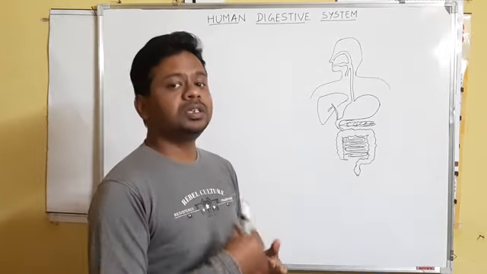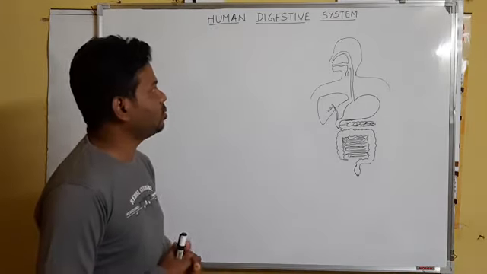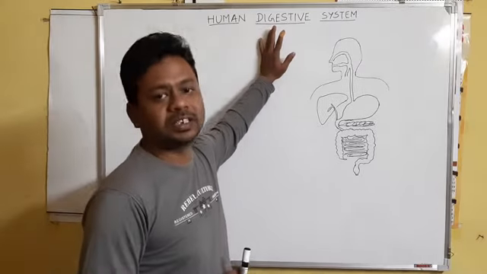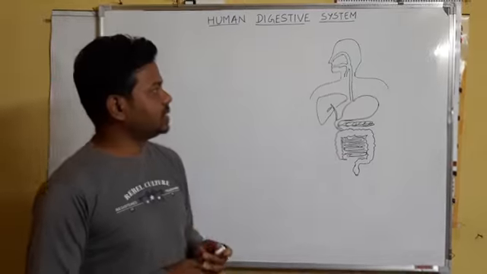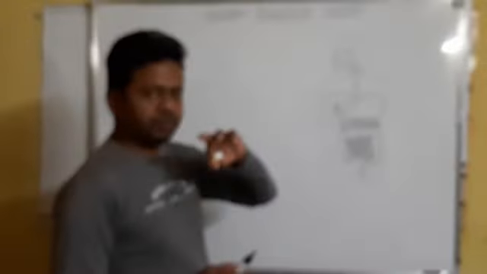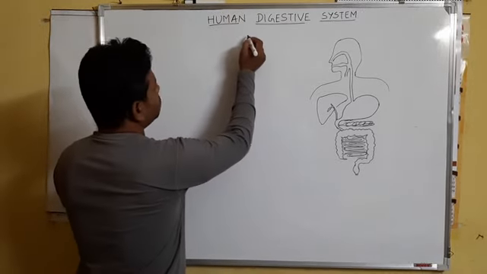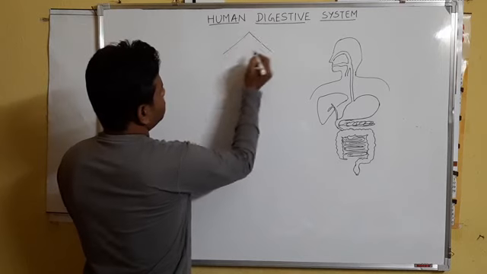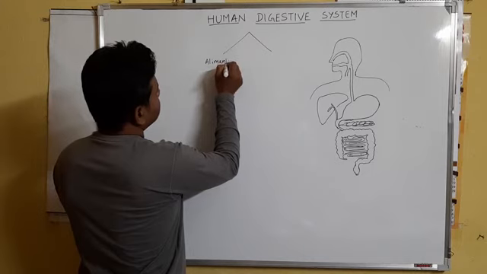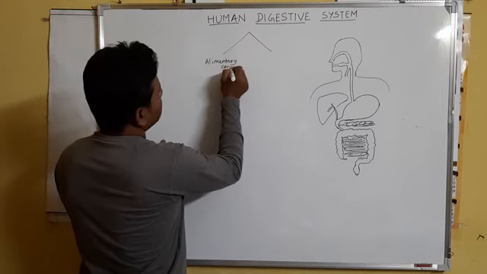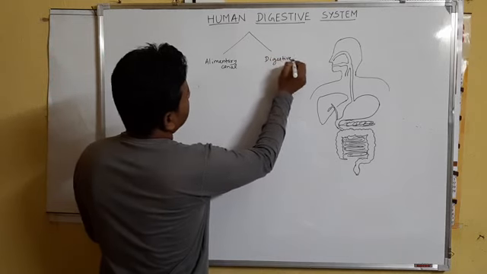And these functions are done by a special system present in our body, which is known as human digestive system. So if you can see the diagram here, that human digestive system, if I divide this digestive system into mainly 2 parts, one is alimentary canal and digestive glands.